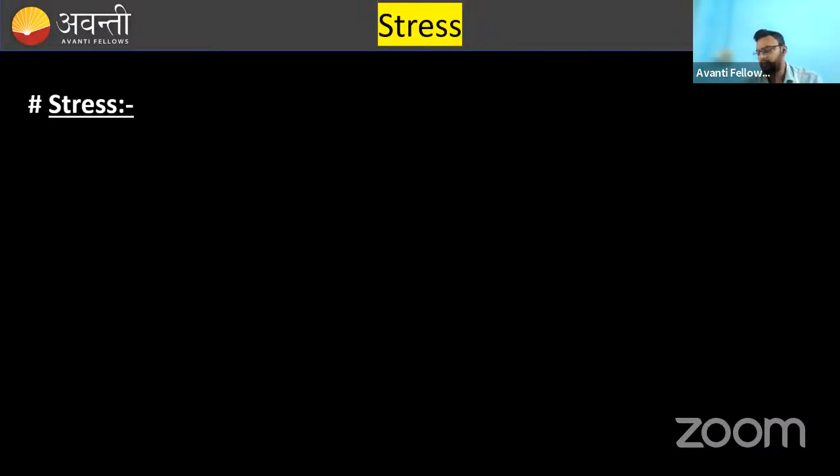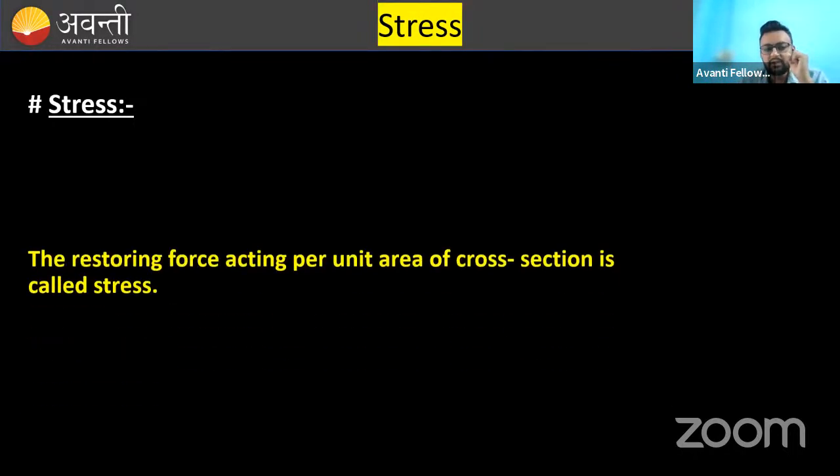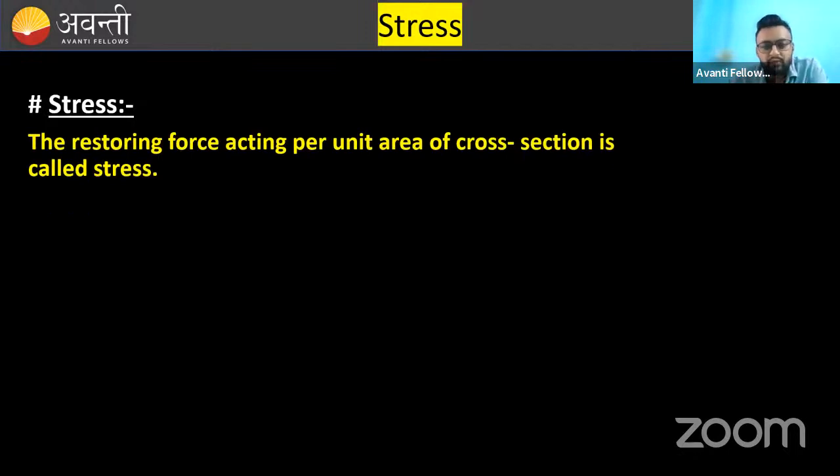For example, you have a body. Actually, you can just take your finger, or any body part like your hand, and if you try to stretch it out, you will feel some force on your hand, and this force per unit area is known as stress. You will say that body is stressed. What is the meaning of stress? The restoring force acting per unit area of cross section is called stress.